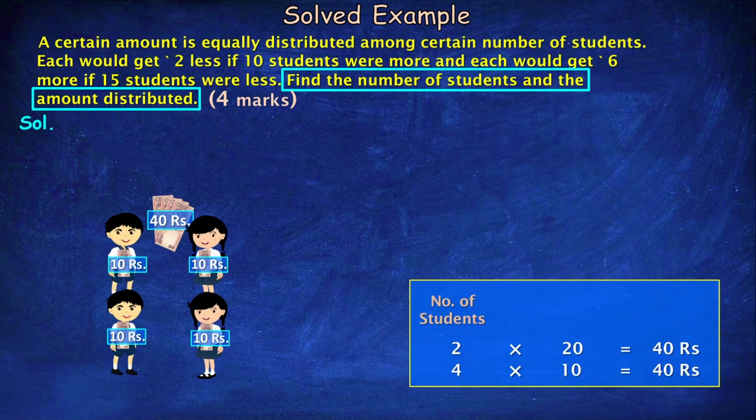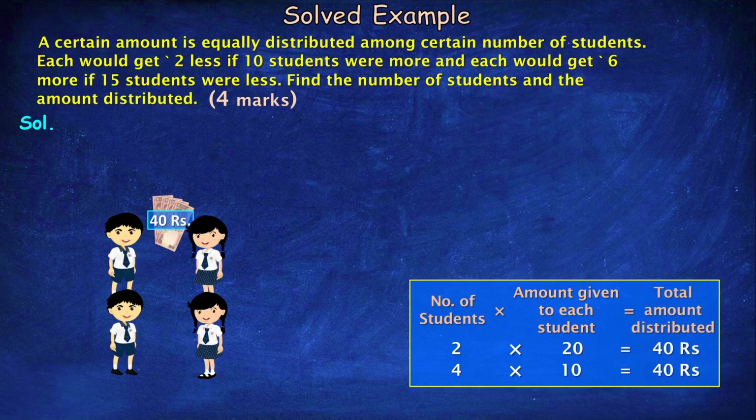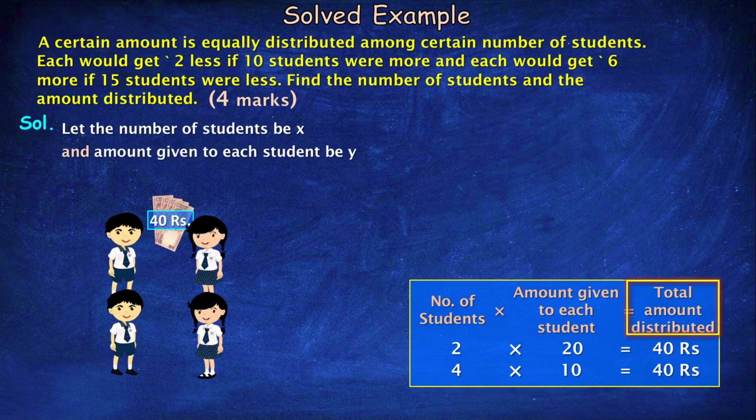So what do you understand from this? Number of students into amount given to each student is equal to the total amount distributed, right? From this I make the equation. So let the number of students be x, let the amount given to each student be y. So the total amount that will be distributed will be simply x into y, right? That is quite understandable from this simple example. Okay, I am trying to make a linear equation now to solve this problem.